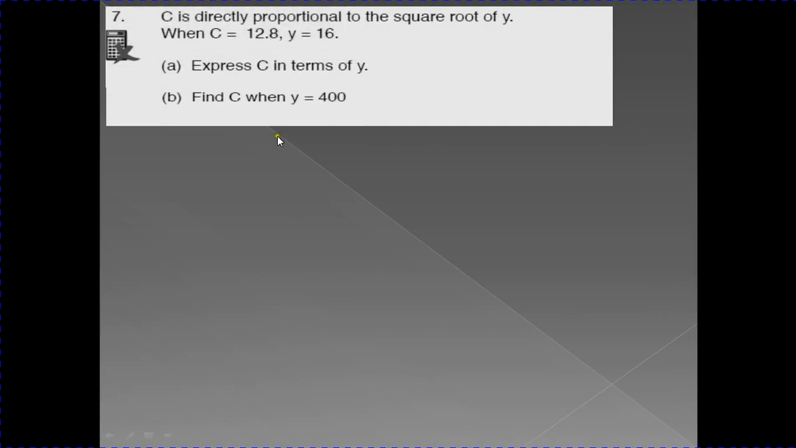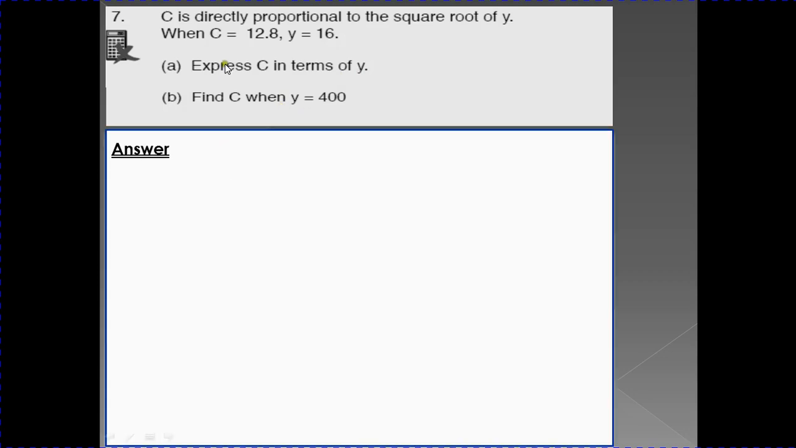C is directly proportional to the square root of y. When C equals 12.8 and y equals 16, express C in terms of y and find C when y equals 400. Let's see. First, we will translate this statement into a math relation. C is directly proportional to the square root of y.